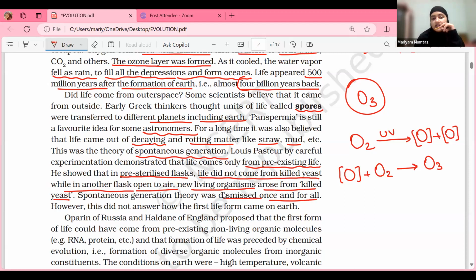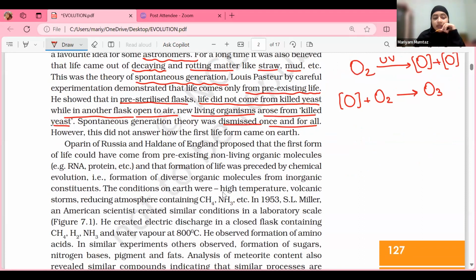However, it did not answer how the first life came on the earth. Now, this is important. Oparin of Russia and Haldane of England proposed that the first form of life could have come from pre-existing non-living organic molecules, such as RNA and proteins. And if you think about it, their thought behind it was right, right? All of us, every single individual, we are made of biomolecules. Our whole body is made of carbon, hydrogen, and oxygen and their compounds, right?